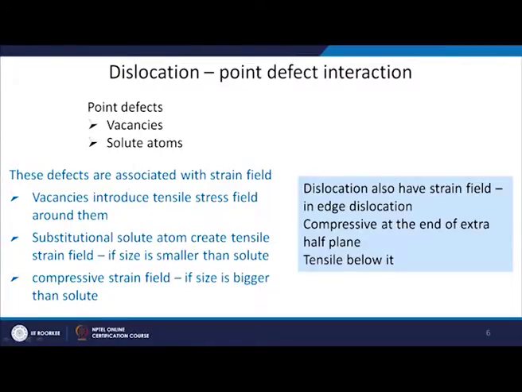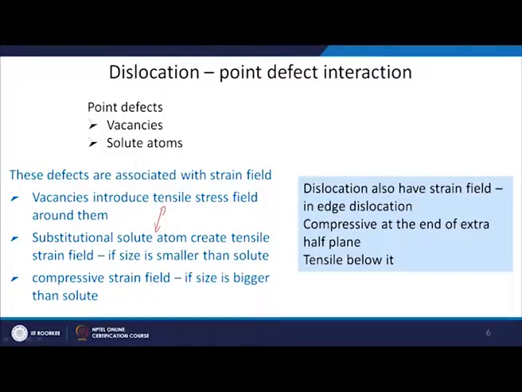Okay. So, these defects are associated with some strain field around them. For example, vacancies introduce tensile stress field around them. Substitutional solute atom creates a tensile strain field if the size is smaller than the solvent. So, in that sense these two are going to be the same. Whatever is the means by which vacancies introduce tensile stress, the same will be true for a substitutional solute atom having a smaller size.